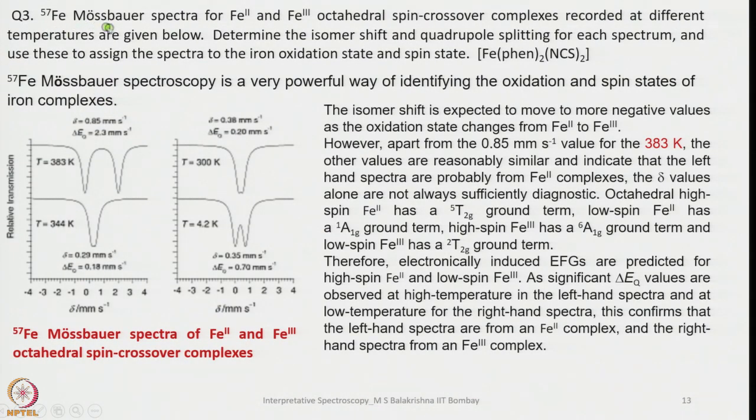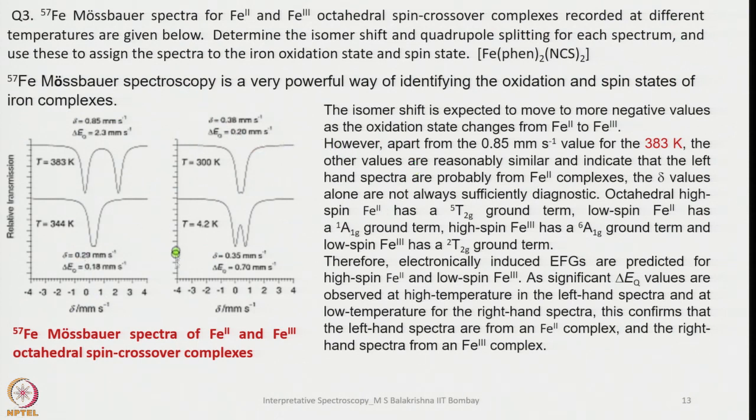57Fe Mössbauer spectra for iron 2 and iron 3 octahedral spin crossover complexes recorded at different temperatures are shown here. Determine the isomer shift and quadrupole splitting for each spectrum and use this to assign the spectra to the iron oxidation state and the spin state. Again, this compound is taken. So here, Mössbauer spectroscopy is a powerful way of identifying the oxidation and spin states of iron complexes, that we saw in case of iron 0, iron 2, iron 3 complexes.